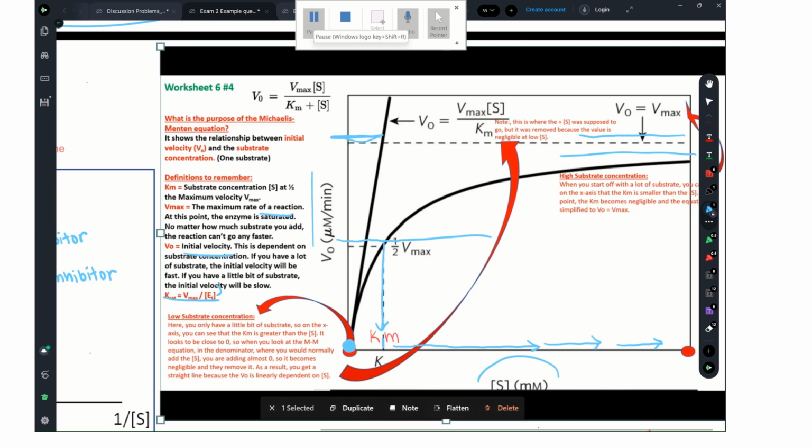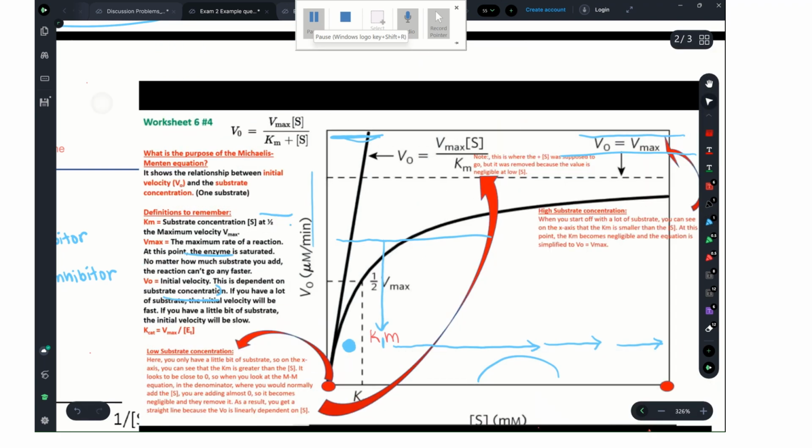So when you look at the Michaelis-Menten equation in the denominator, where you would normally add the substrate, you're adding almost 0, so it becomes negligible, and they remove it. So they're talking about this equation here. Notice that this is the normal Michaelis-Menten equation. On the bottom you have Km plus the substrate concentration, but here they remove the substrate concentration because there's almost no substrate. It's almost 0. So that's why it looks that way.